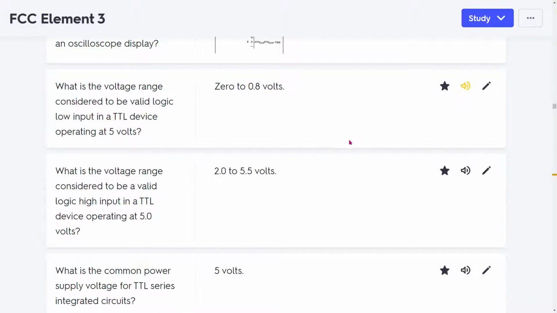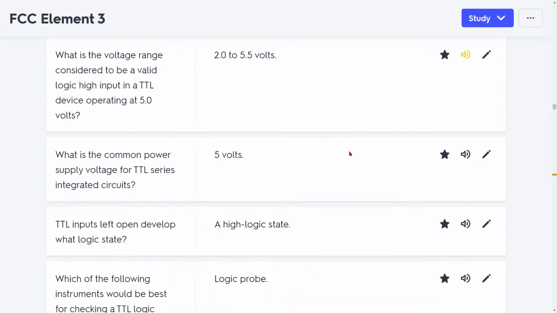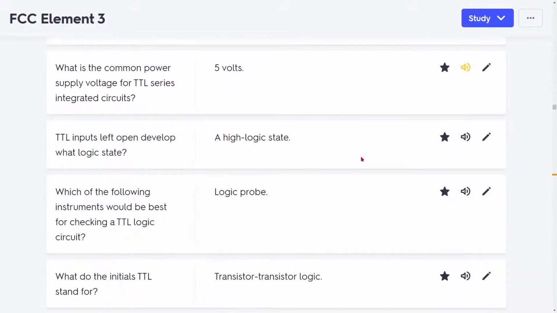What is the voltage range considered to be valid logic low input in a TTL device operating at 5 volts? 0 to 0.8 volts. What is the voltage range considered to be a valid logic high input in a TTL device operating at 5.0 volts? 2.0 to 5.5 volts. What is the common power supply voltage for TTL series integrated circuits? 5 volts. TTL inputs left open develop what logic state? A high logic state.